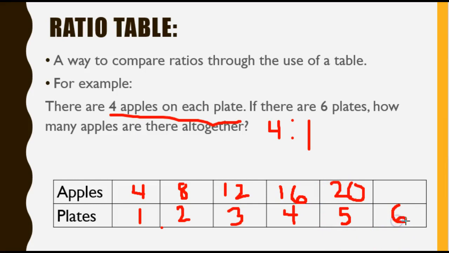And the one I'm wanting to know is for 6 plates, how many apples are there altogether. So I took from 1 to get to 6, I multiplied by 6. So 4 times 6 would get me 24.